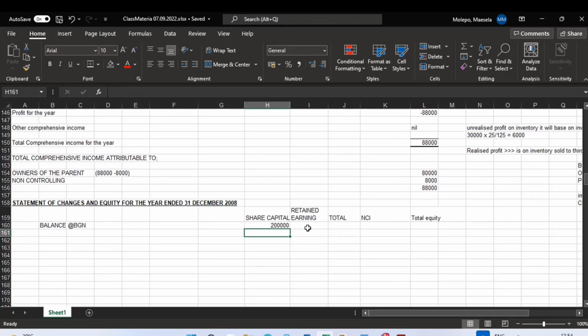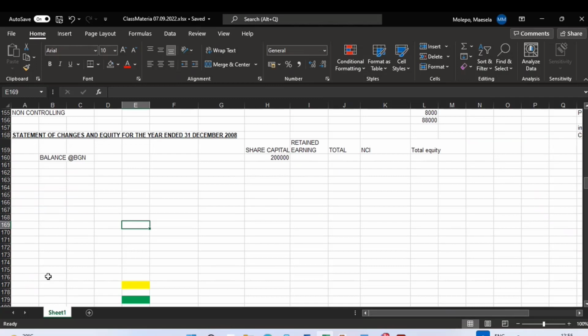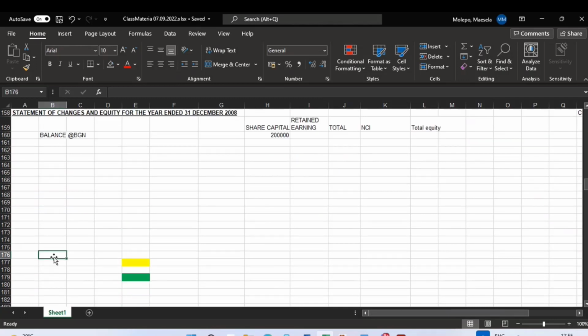Then the retained earnings will be calculated like this. You're going to have the balance at the beginning for parent retained earnings, it was 120, right? Do we see it? Yes, sir. So we say that 120.